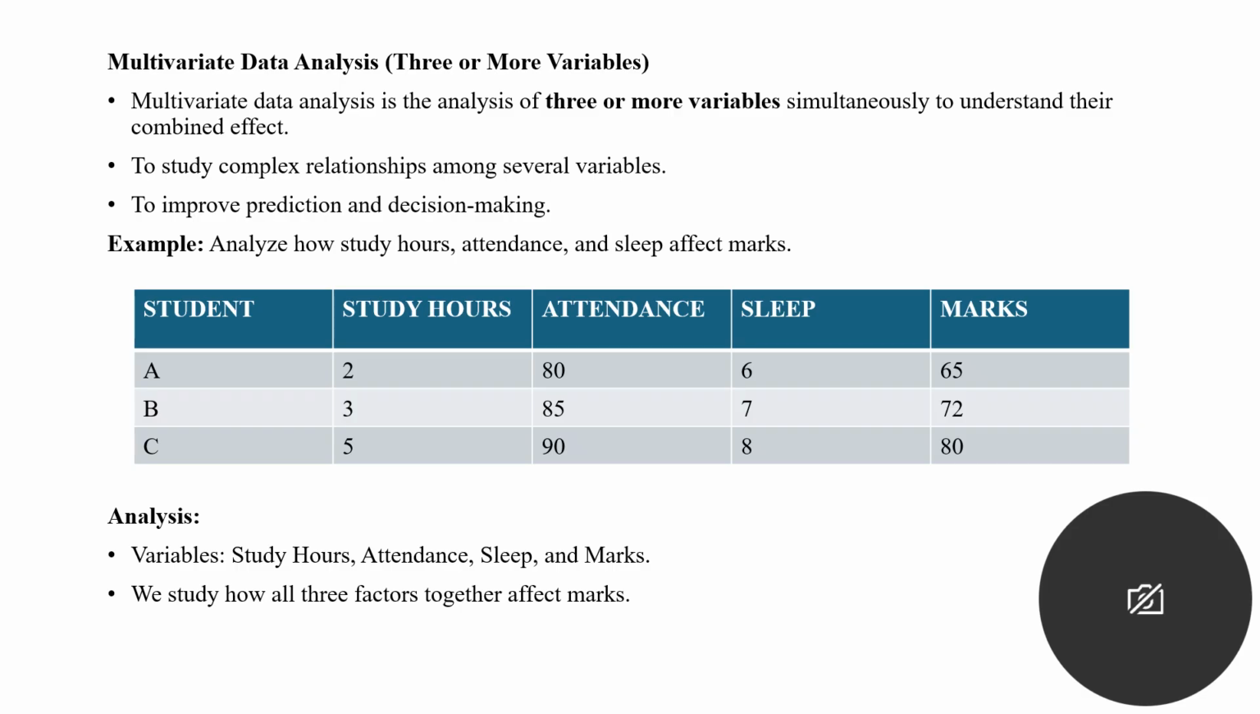Finally, we have multivariate data analysis. This is useful when a problem involves multiple factors. Here, we analyze three or more variables at the same time. For example, we can study how study hours, attendance, sleep affect students' marks. Here, we are considering multiple variables together. By analyzing these variables, we can understand complex relationships, improve prediction, and support better decision making. Since our subject is multivariate data analysis, this type of analysis is especially important for us. Therefore, the main difference between these three types is the number of variables we analyze.